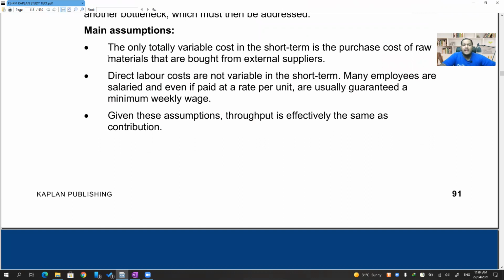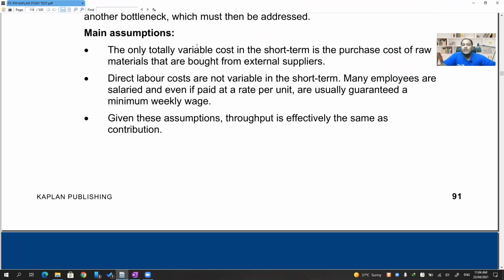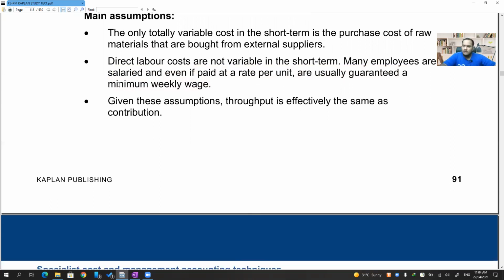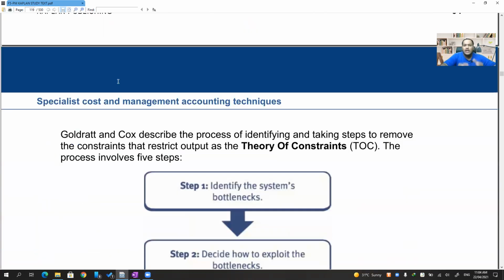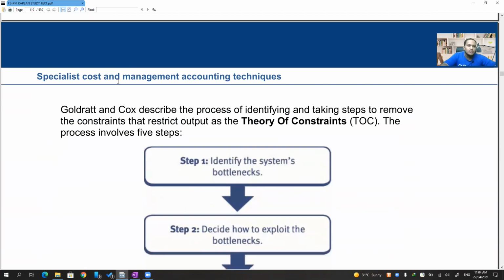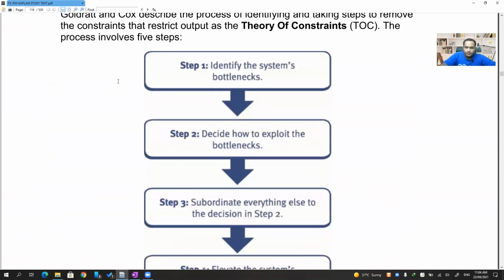See, this is what the main assumption is, that the only totally variable cost in the short term is the purchase cost of raw material and their purchase from external suppliers. Labor costs are also not variable in the short term. Many employees are salaried, and even if paid at a rate per unit, are usually guaranteed a minimum weekly wage. This is what I discussed, right? Even that is not truly variable. Labor cost is also not truly variable.